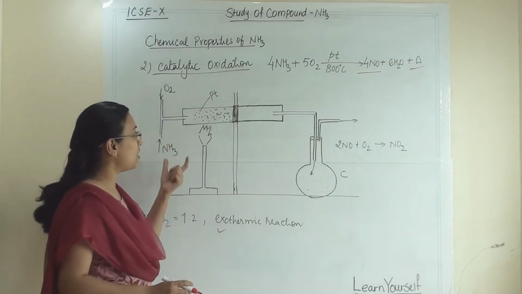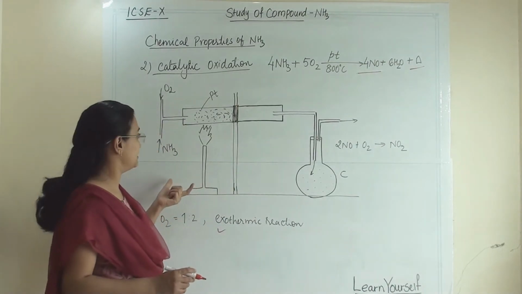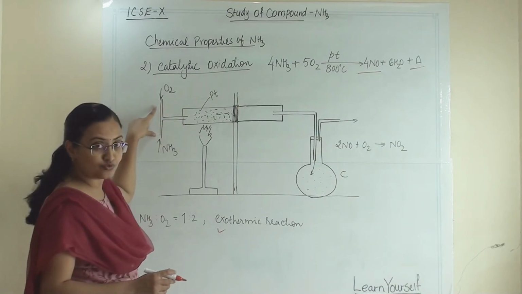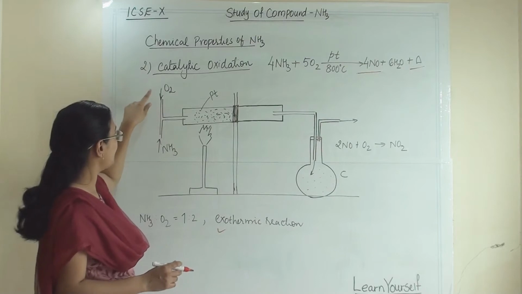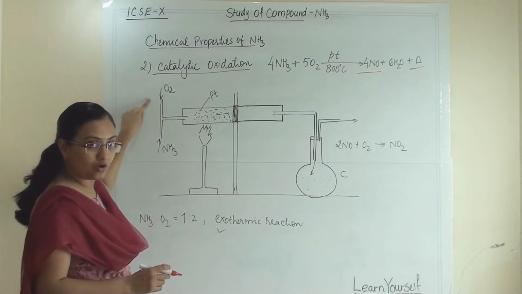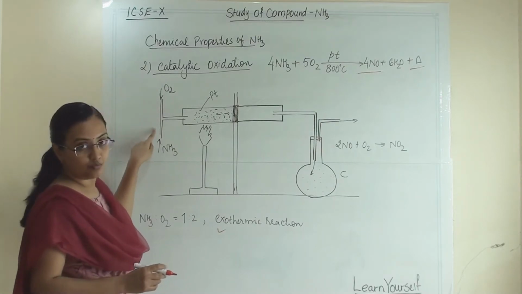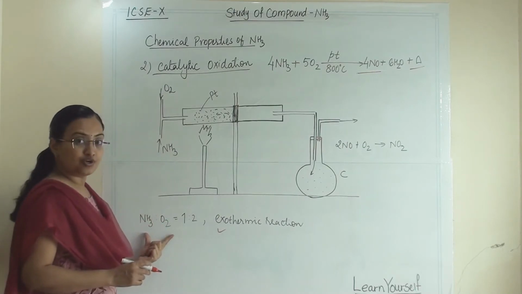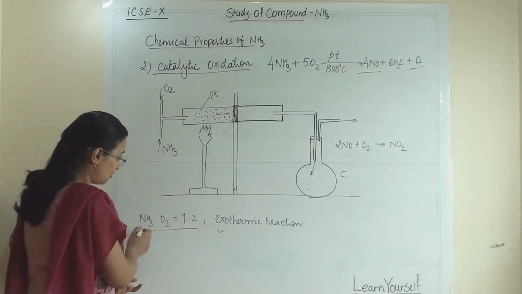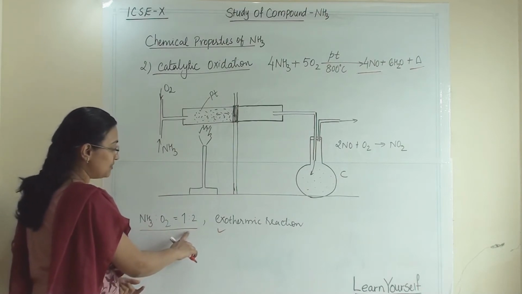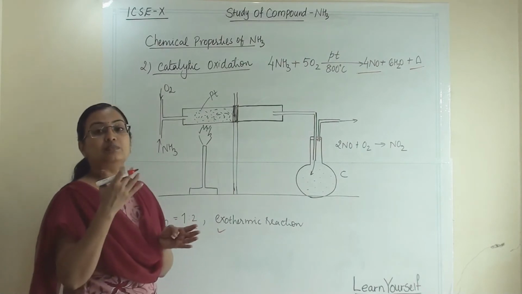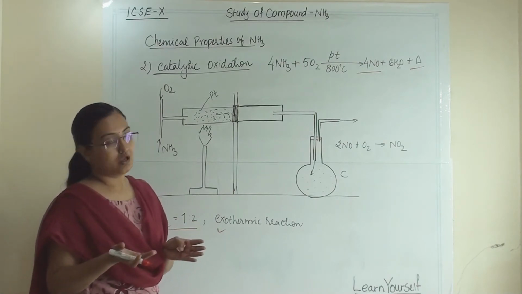So let us see how we have arranged our apparatus. In this combustion tube I have attached two tubes over here. From those I am going to pass dry oxygen and dry ammonia. The ratio in which I am going to pass them is ammonia to oxygen 1:2. That means the oxygen's amount will be double compared to the ammonia.